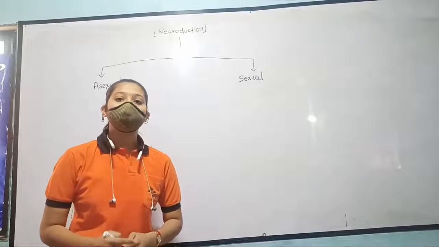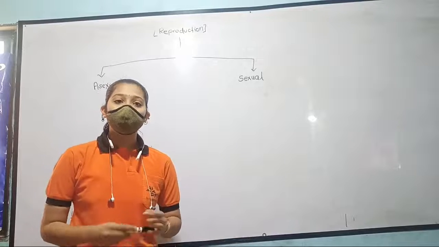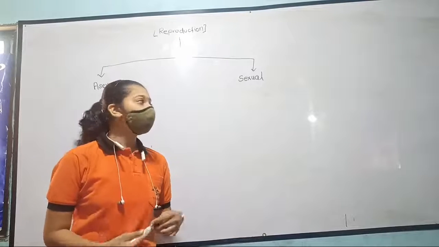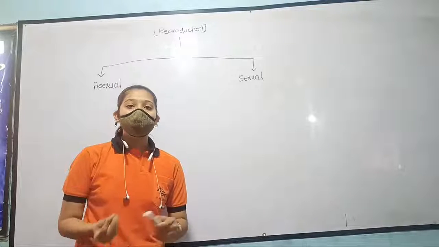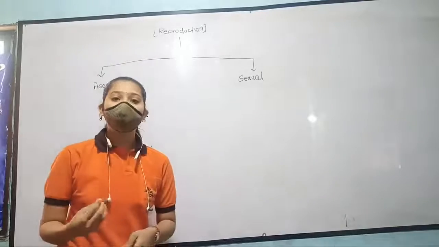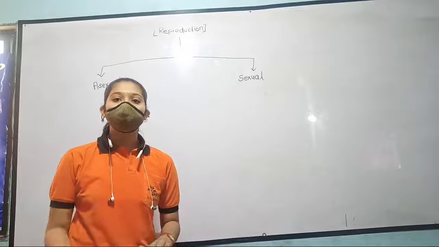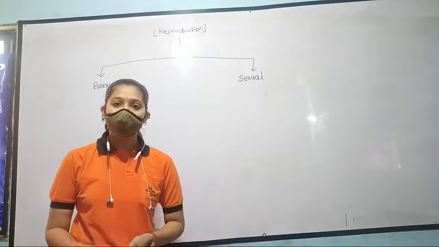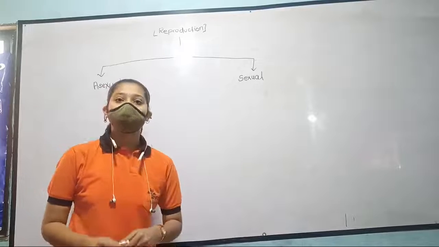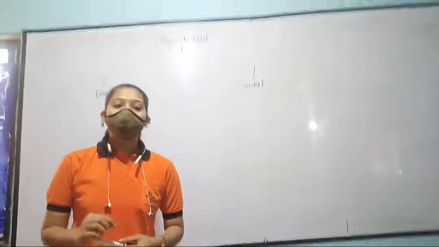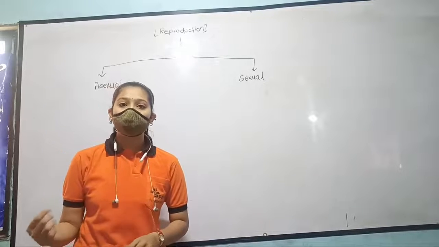In sexual reproduction, two parents are involved, and the new offspring formed by sexual reproduction are diploid, and the genetic information is different from their parents. They form by the fusion of male and female gametes. There are three events in sexual reproduction. The three events are pre-fertilization events, fertilization event, and post-fertilization event.